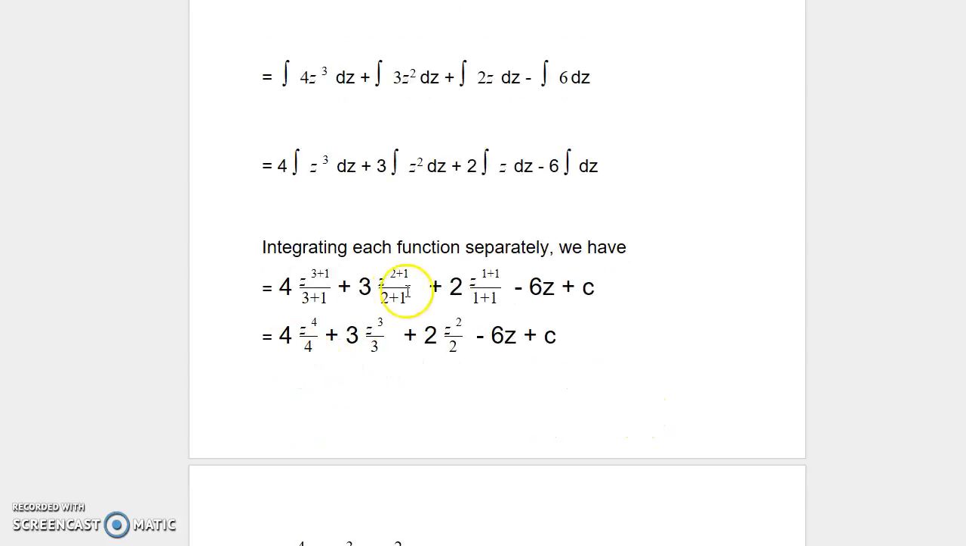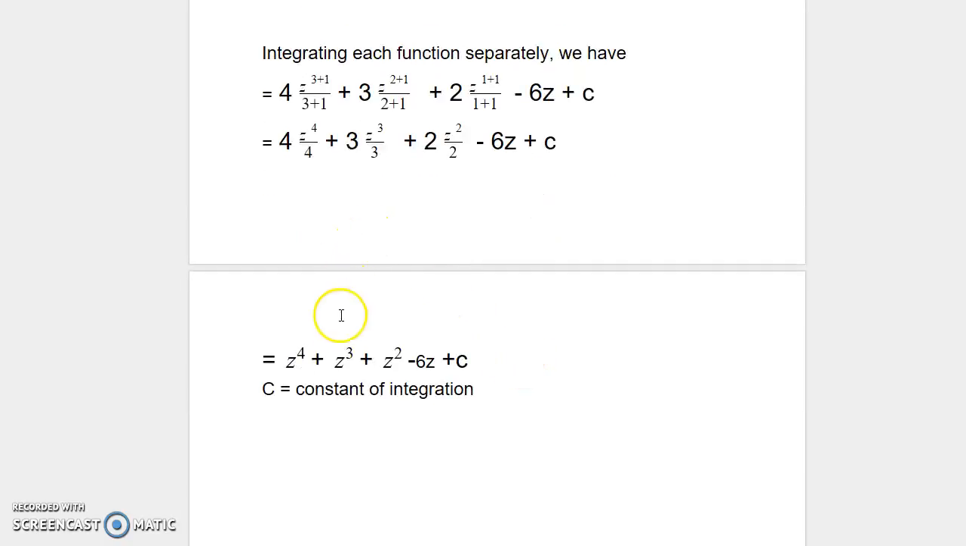So now we can simplify this some more, and we can write it as 4 times z to the power of 3 plus 1, which is z to the power of 4, divided by 3 plus 1, which is 4 in the denominator, plus 3 times z to the power of 2 plus 1, which is z to the power of 3, divided by, in the denominator, 2 plus 1, which is 3, plus 2 times z to the power of 1 plus 1, which is z to the power of 2, divided by, in the denominator, 1 plus 1, which equals 2, minus 6z plus c.